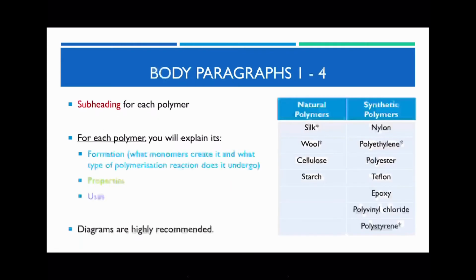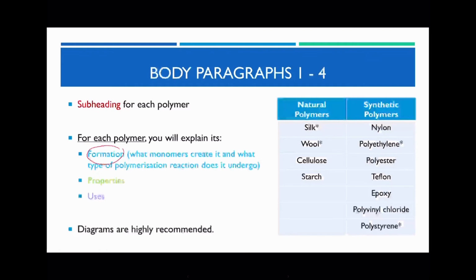After you've done that, you can then talk about each polymer. Each polymer will have its own subheading or its own paragraph. And for each of those paragraphs, what you need to talk about is the formation. What I mean by the formation is: what is the specific name of the monomer that was required to create that particular polymer, and what kind of reaction does it go through? Does it go through an addition reaction? Does it go through a condensation polymerization reaction?